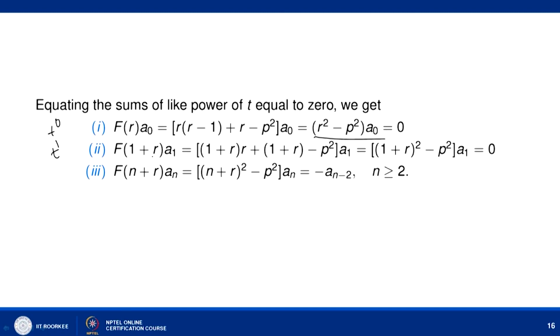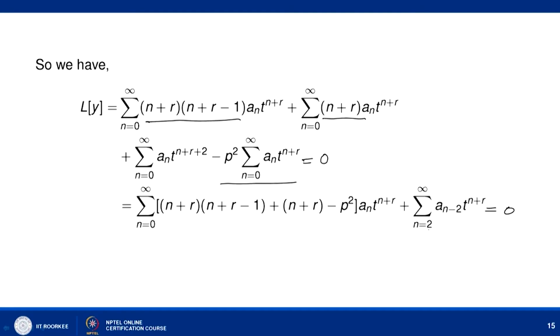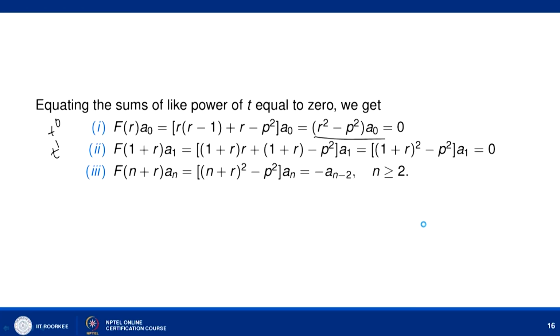So here f of r plus 1 times a1 is given as (1 plus r) into r plus (1 plus r) minus p square, into a1. We will not get any contribution from this term, because here n is starting from 2. Here it is t to the power r plus n. If you look at the coefficient of t to the power r, we are getting f of r into a naught. Coefficient of t to the power 1 plus r is given as f of 1 plus r into a1.